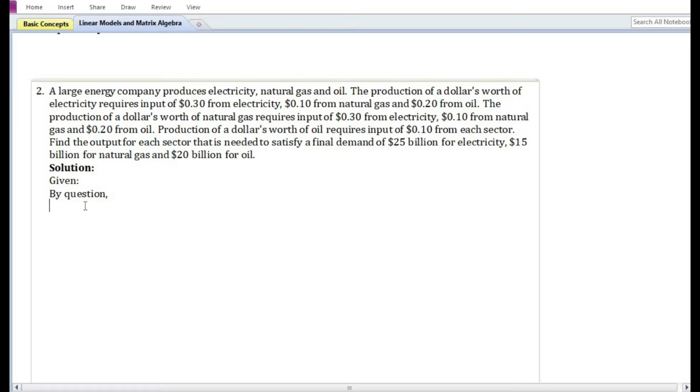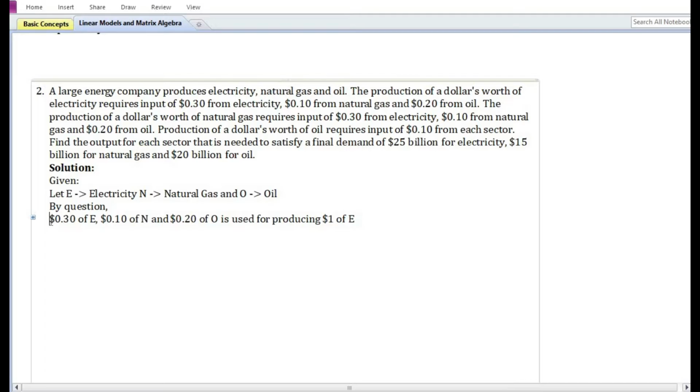In the solution, first of all, we need to write down what is given. Let us label electricity by E, natural gas by N and oil by O. According to the question, $0.30 of electricity, $0.10 of natural gas and $0.20 of oil is used for producing $1 worth of electricity.